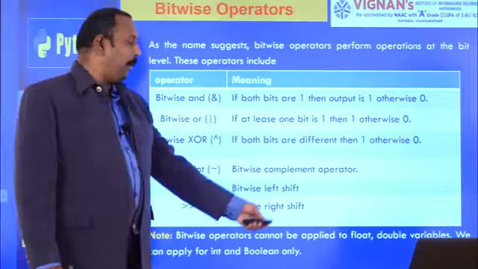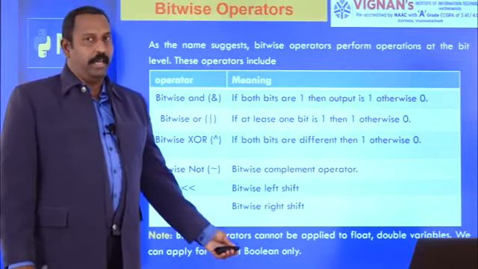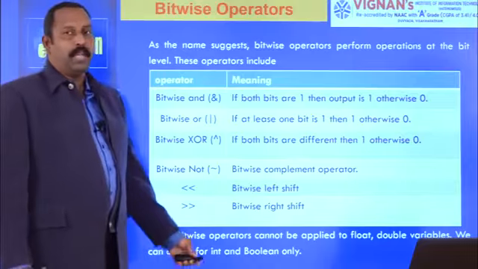Bitwise operators cannot be applied to float or double variables. We can apply them for int and boolean types only. Boolean can also be represented as int. That's why it can be applied for int and boolean types only.